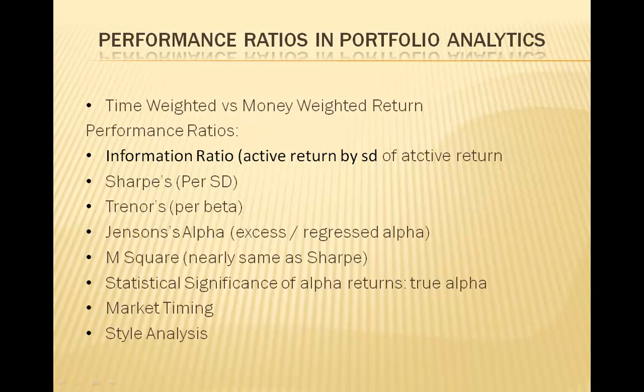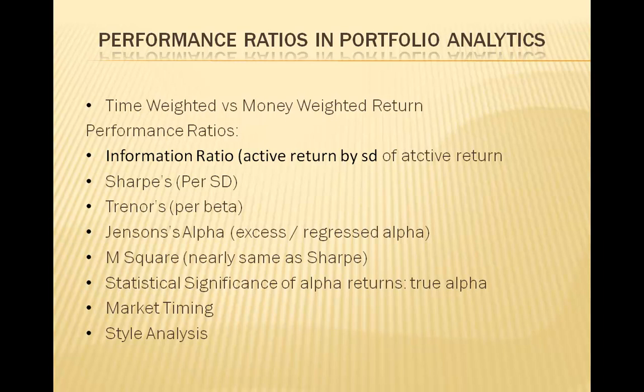Okay, we now move to the performance evaluation chapter, and here we are going to look at different ratios and performance measures like Sharpe ratio, Treynor ratio, Jensen's alpha, information ratio, and M square, and how the trading practices of hedge funds complicate the process of performance measurement.